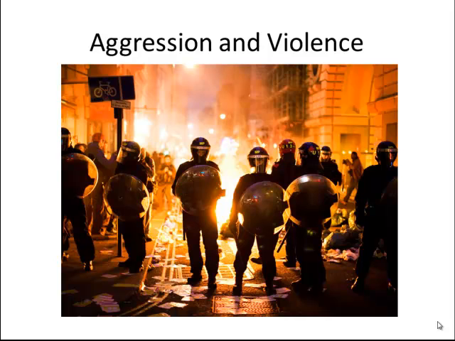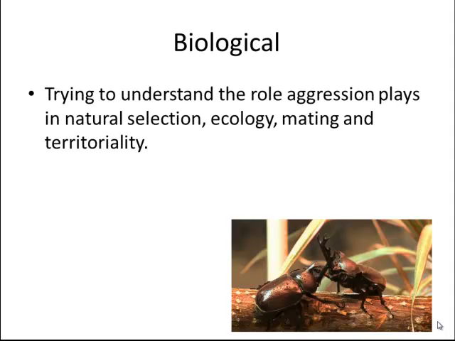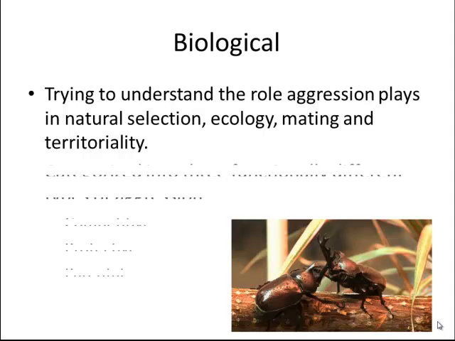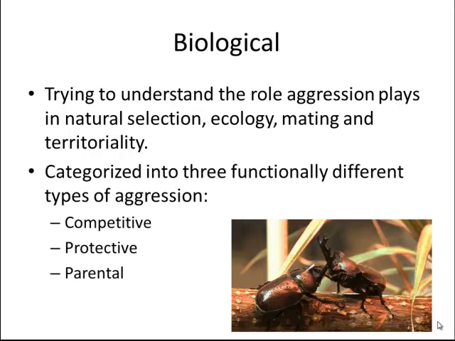So let's look at a little biology here. Let's try to understand it in the role of evolution, of natural selection, of ecology. You know, animals have to do a lot to protect their resources, to fight for mates, to protect themselves. And we can look at a lot of different animal models for aggression and think about, well, what natural selection influences created those aggressive behaviors. It also is going to tell us a lot about human aggression and violence.